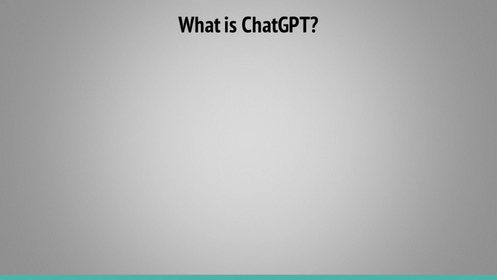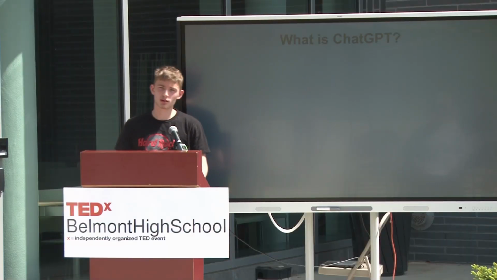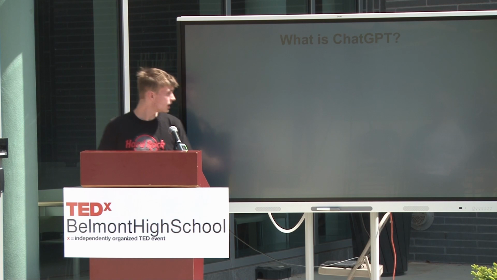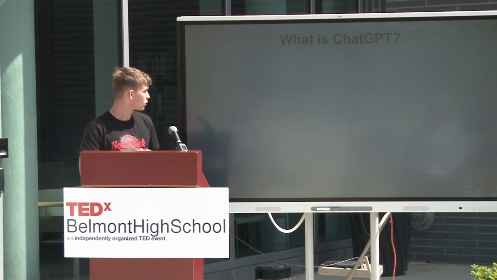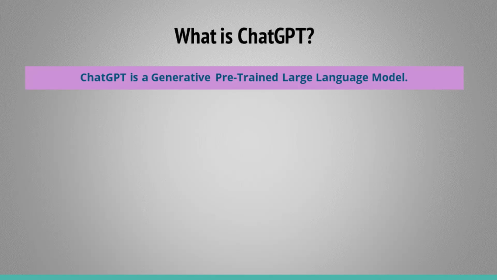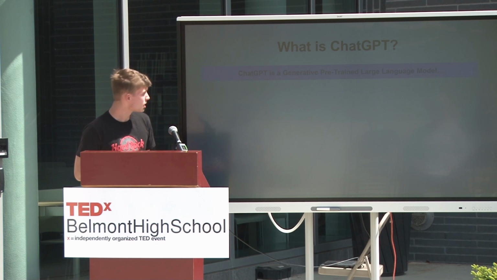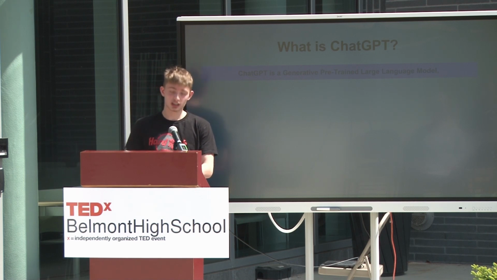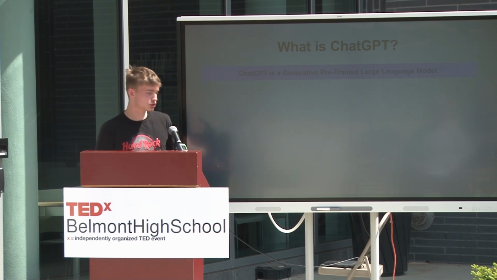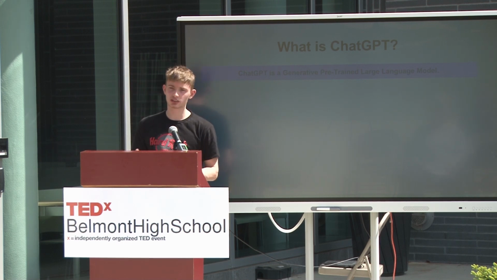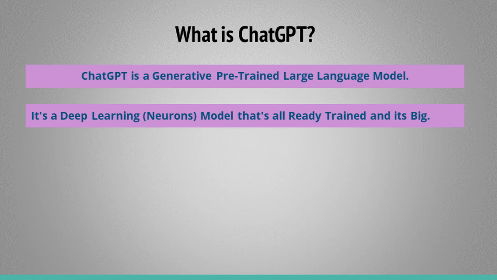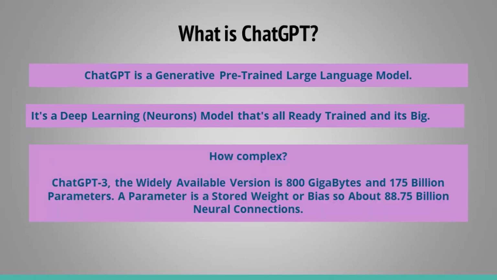So, if we're going to talk about chatbots, why not talk about the king of chatbots, ChatGPT. We've probably all talked to it, right? So, how does it work, or what is it? Well, ChatGPT is a generative, pre-trained, large language model. Now, it's a lot of words, but all this means is that it's pre-trained, so we don't have to train it on our own inputs. It's large, and it specializes in language. So, yeah, it's deep learning.